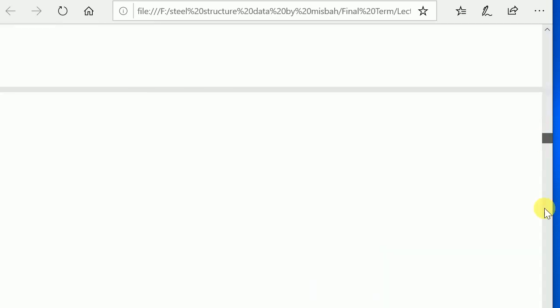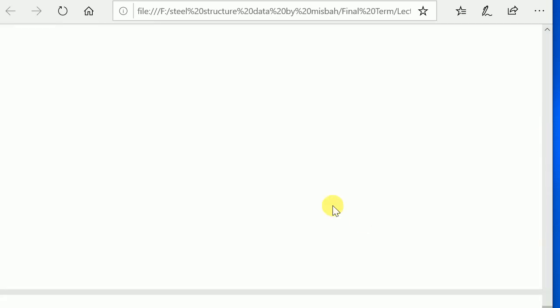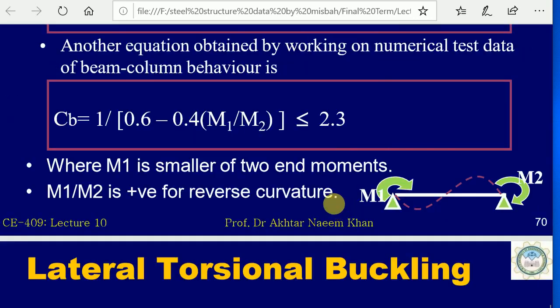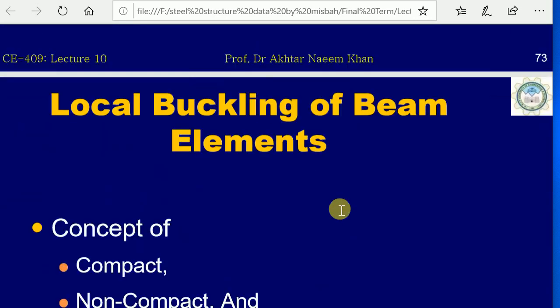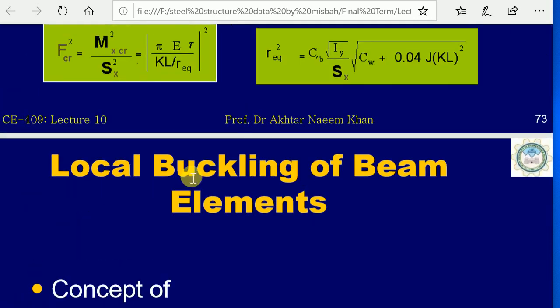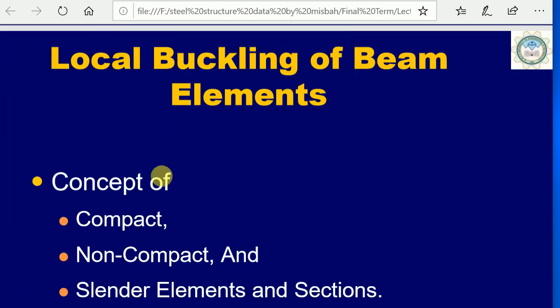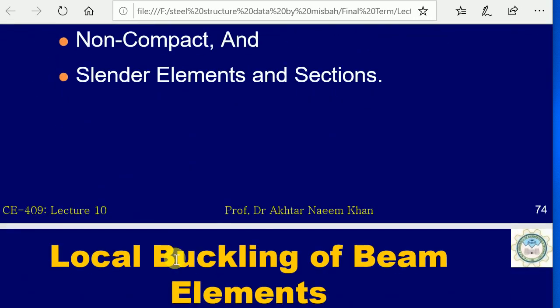And here we have to understand local buckling. You see how local buckling occurs. Why does it occur? It is due to the concept of compact and non-compact sections. Okay. Now, a very important term. I discussed this graph with you very clearly in lecture number 1.